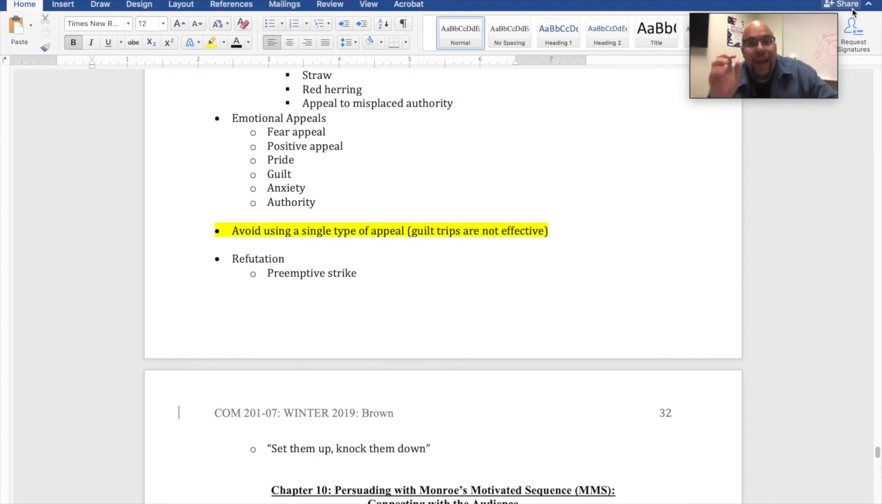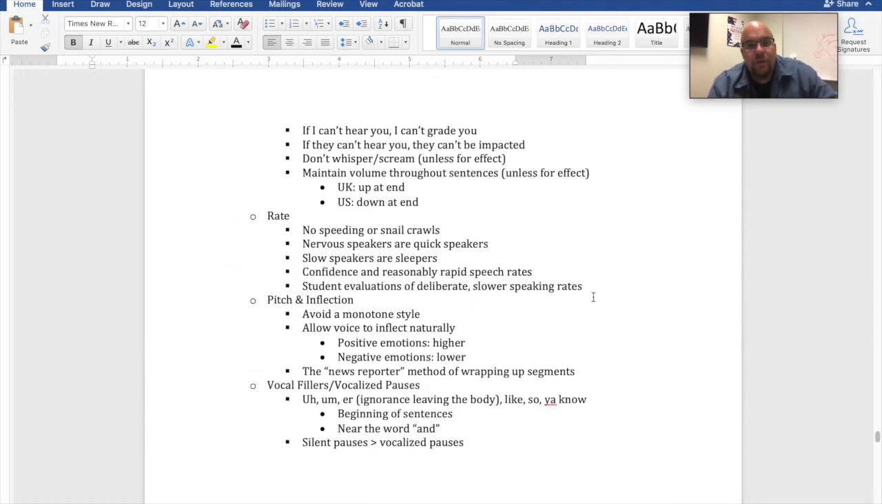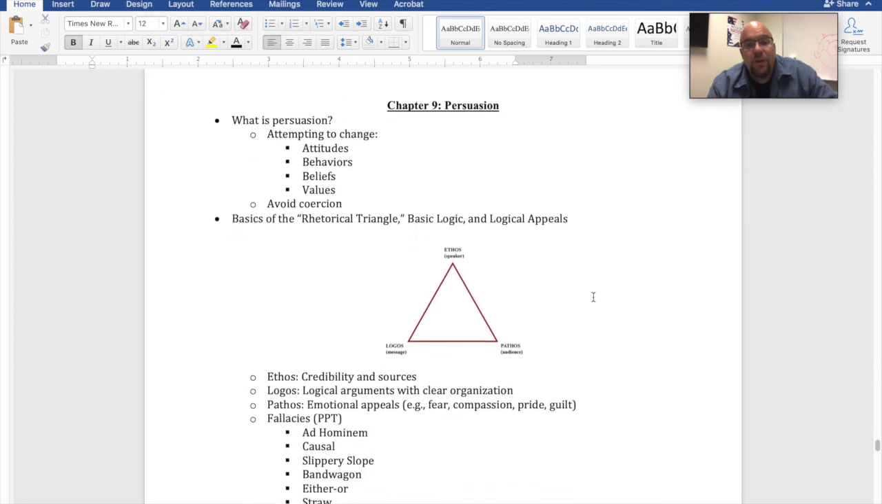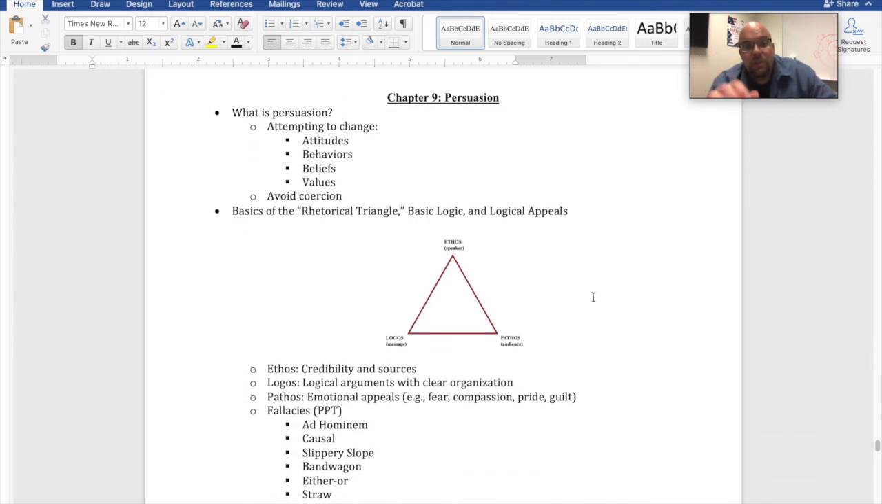Okay, those are, I should say, the basics of persuasion. Again, to review just quickly here, you will want to focus on changing attitudes and superficial behaviors so that it's possible to achieve your goal. Don't use coercion or take away free choice. Try to use a combination of ethos, logos, and pathos.